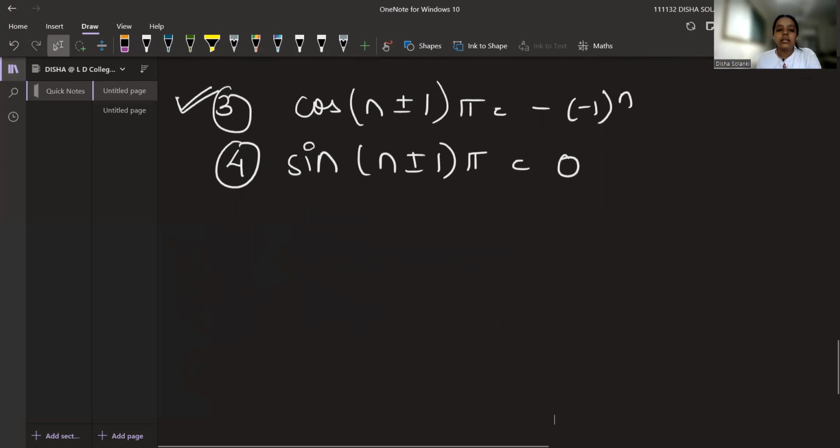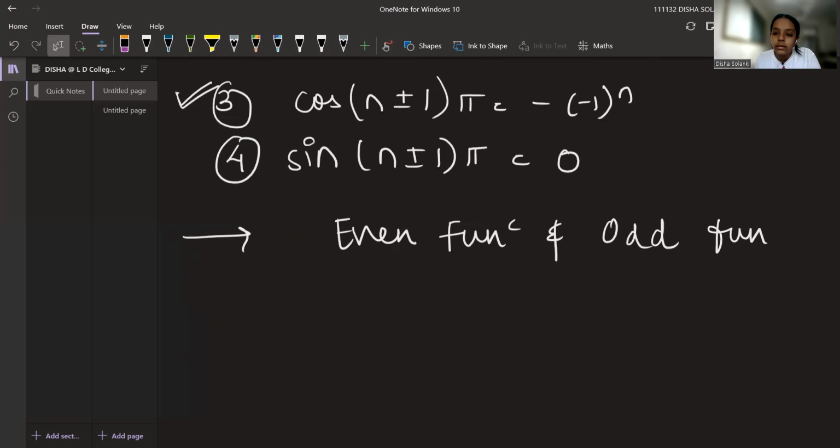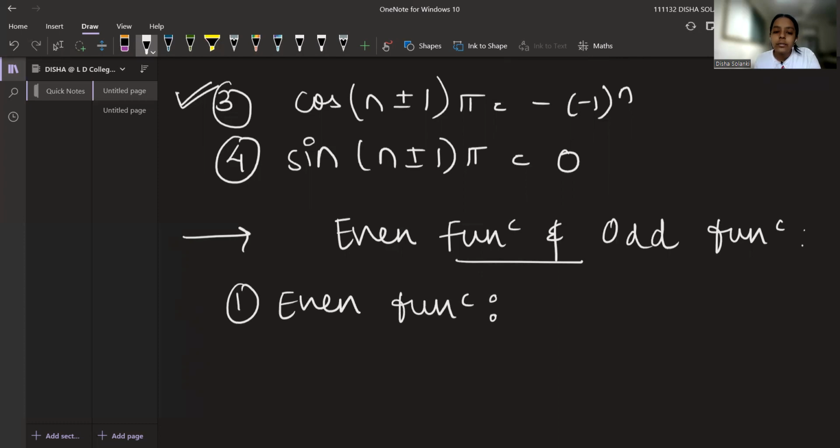Now I will teach you one basic funda, what is an odd function and what is an even function. Even function and odd function. So for an even function, if the given function f of x equals f of minus x, then we can say that the given function is an even function.